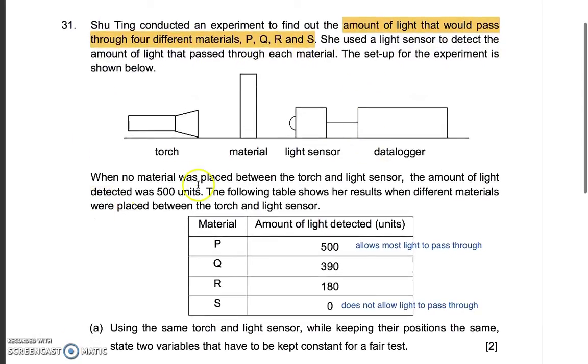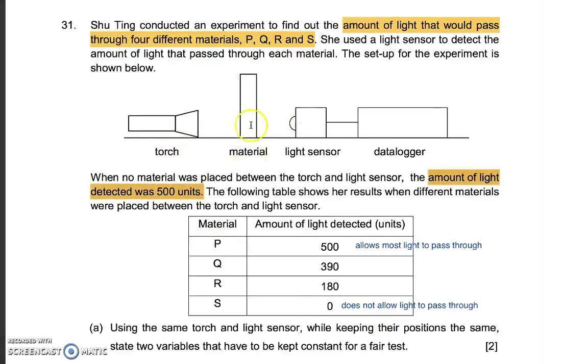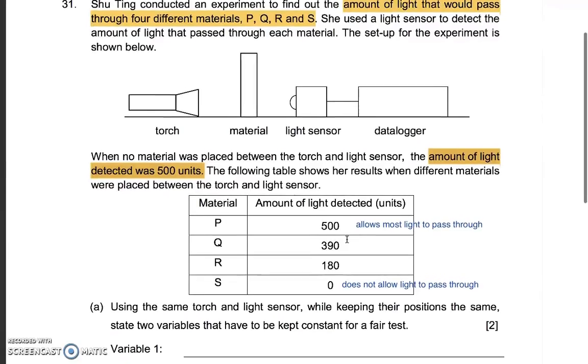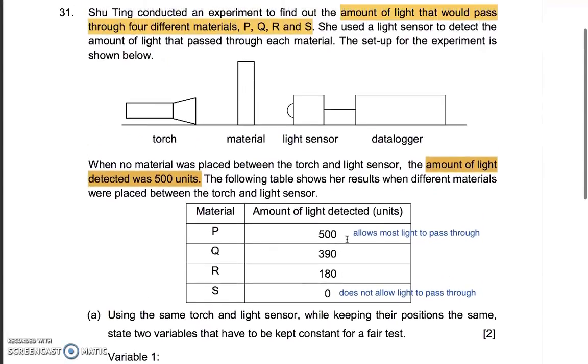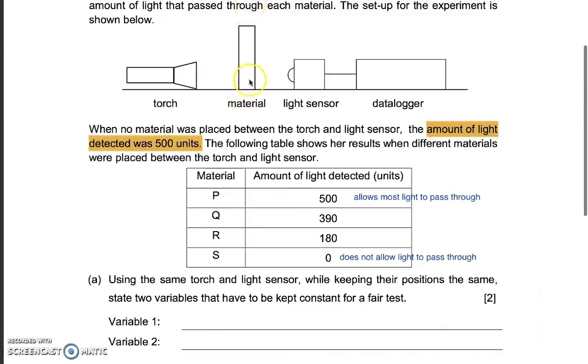So next, when no material was placed between the object, so there's no material, only the torch and the light sensor, the amount of light detected was actually 500 units. So this shows that the torch itself, if no material, the light sensor will detect 500 units of light from the torch. And the following table shows a result with different materials were placed between the torch and the light sensor. So over here, S, you realize that at 0, it does not allow any light to pass through when material S is put in between. So because of that, we can conclude that S does not allow any light to pass through.